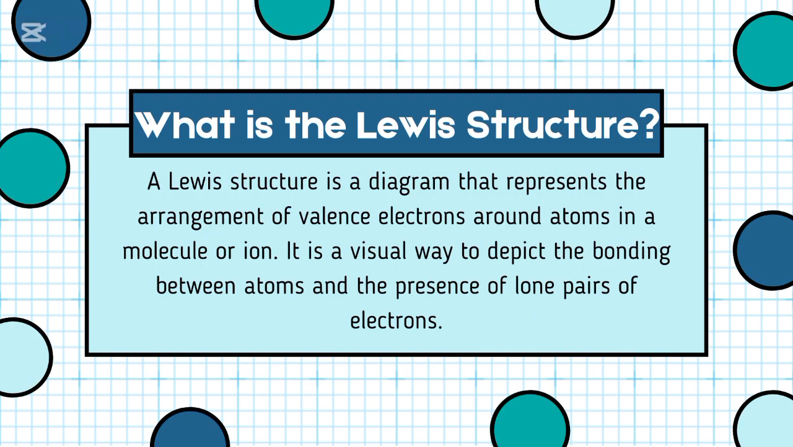Now, what is a Lewis structure? A Lewis structure is a diagram that represents the arrangement of valence electrons around atoms in a molecule or ion. It is a visual way to depict the bonding between atoms and the presence of lone pairs of electrons. So basically, these are the diagrams that you saw in your previous classes, where there are lines and dots around each element.